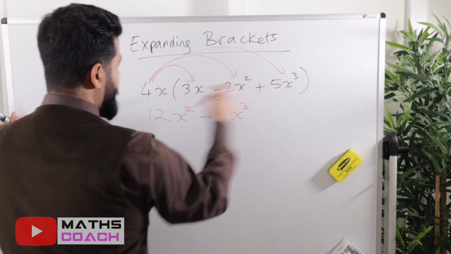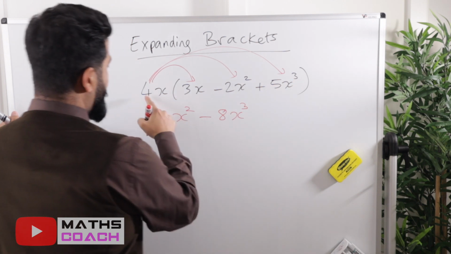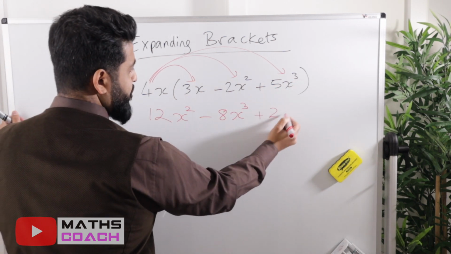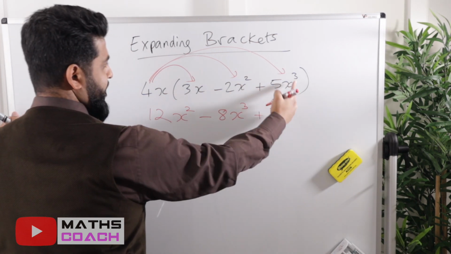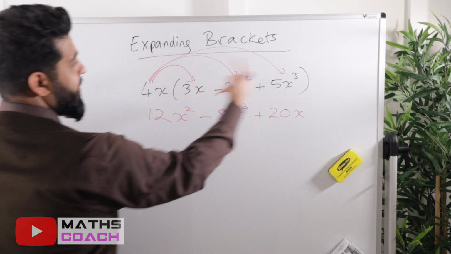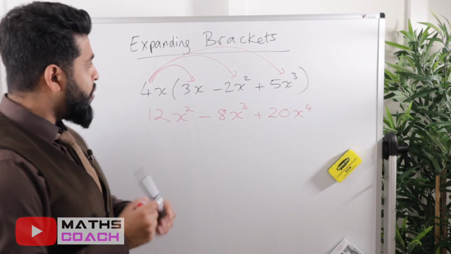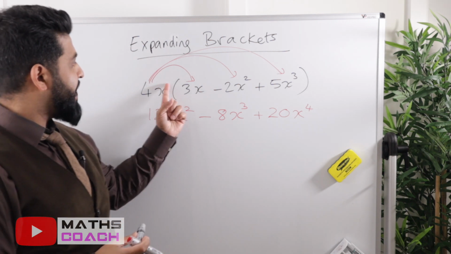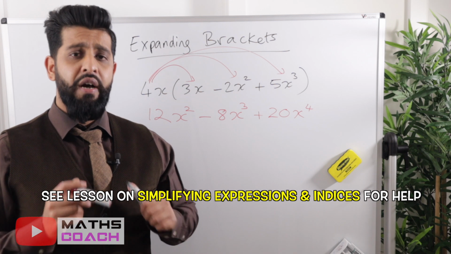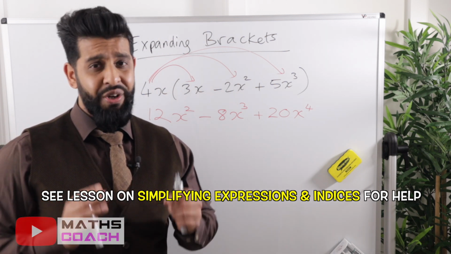After that one, we go on to 4x times by 5x cubed. So the sign will be a positive. 4 times by 5 equals 20. x times by x to the power of 3. There's a 1 here, so 1 plus 3, therefore 4. If you're wondering how I'm getting the values for the powers, please refer to the video that I've done on simplifying and also the video on indices.